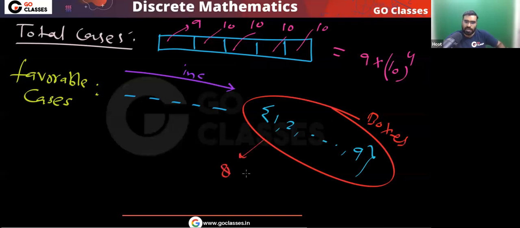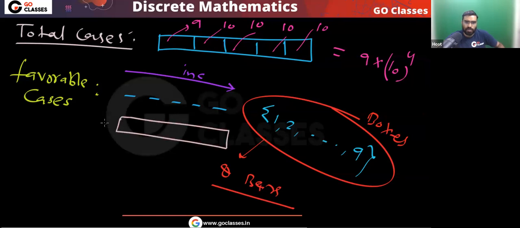So I can say total 8 bars are there. And total how many stars? This summation should be equal to 5. So very simple. Remember, total 8 bars and total 5 stars.